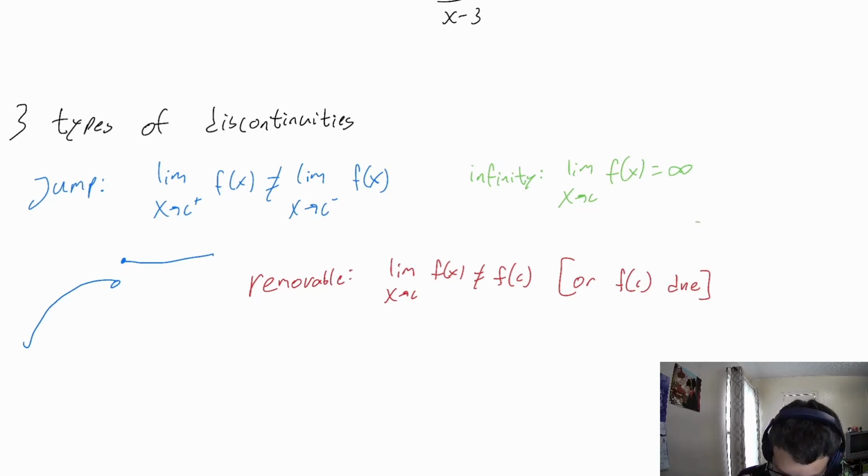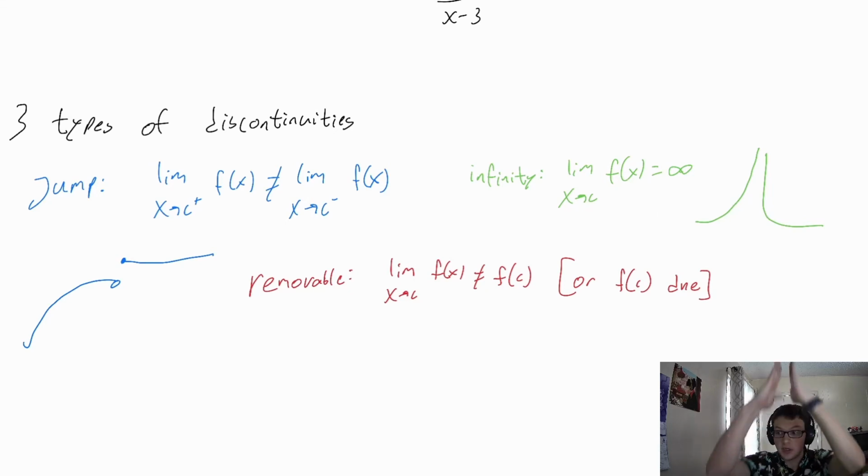We have a discontinuity at infinity if the limit as x approaches c of f of x equals infinity. So something like this would be a discontinuity at infinity, where as we get closer to x equals c, the function just blows up really large, or alternatively blows down really small. Or it could be like this, where one side goes up to infinity and one side goes down to infinity. But if infinity is involved, we have a discontinuity at infinity.